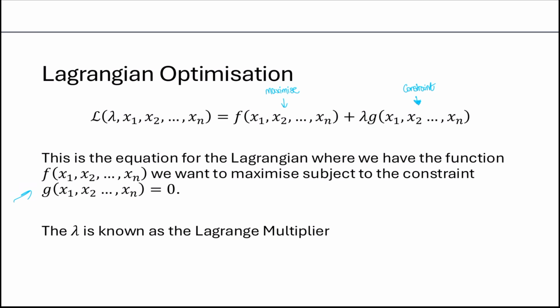To restate, this is the equation for the Lagrangian, where we have the function f of x1, x2, all the way up to xn, which we want to maximize subject to the constraint g of x1, x2, all the way up to xn, equal to 0. And lambda is known as the Lagrange multiplier.